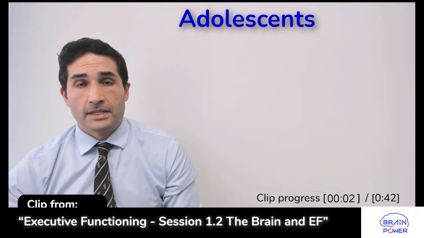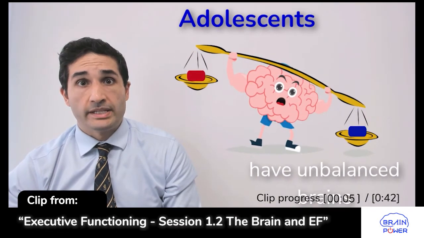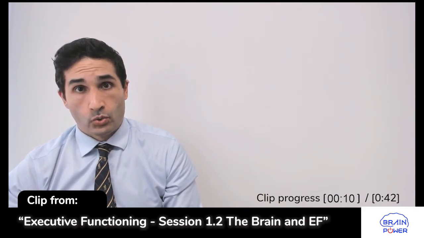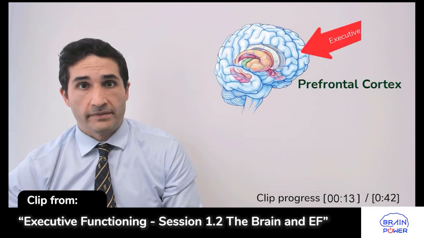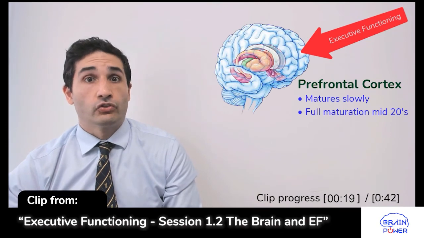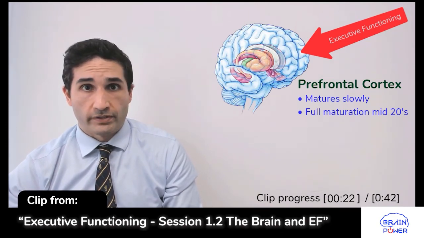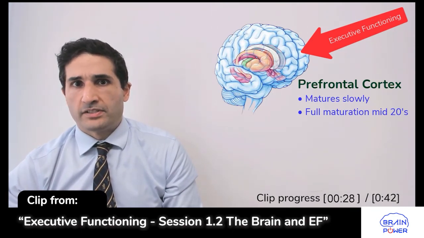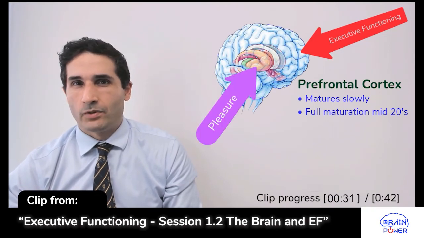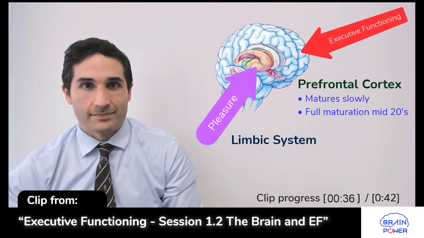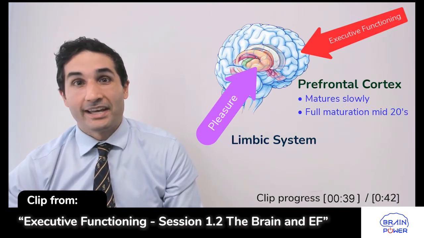In adolescence in particular, there is somewhat of an imbalance between development of different parts of the brain. We have a part of the brain called the prefrontal cortex, which is the home of executive functioning. Now, while this part of the brain is indeed maturing, it matures slowly. So it doesn't complete full maturation until the mid-20s or so. However, there's another part of the brain that's very much focused on pleasure seeking and reward and having fun, and this is called the limbic part of the brain, the limbic system. Now, unfortunately, in adolescence, we find that there's an imbalance.